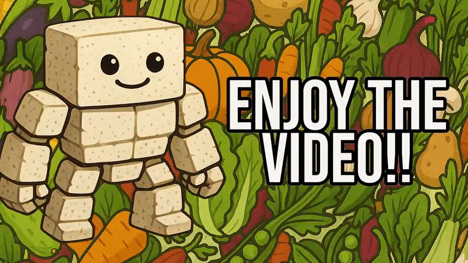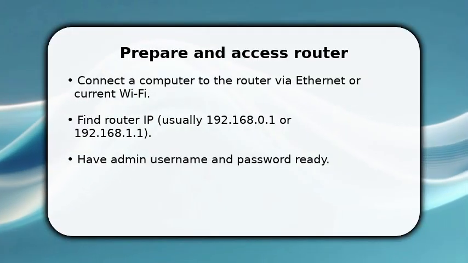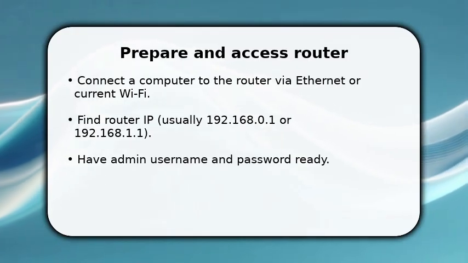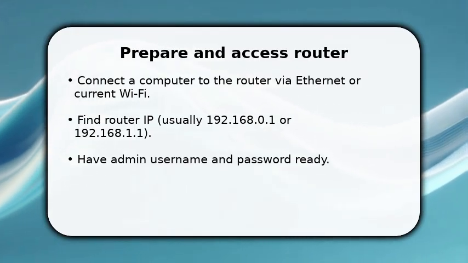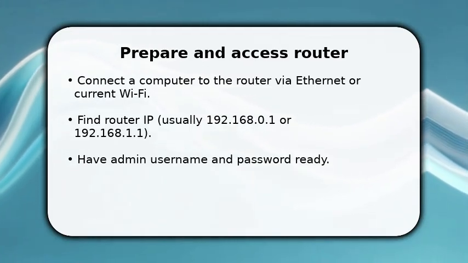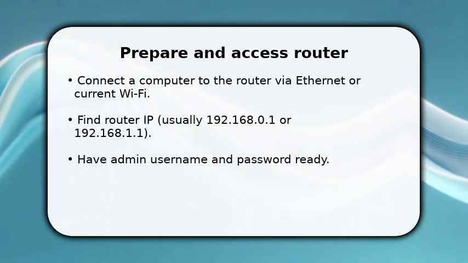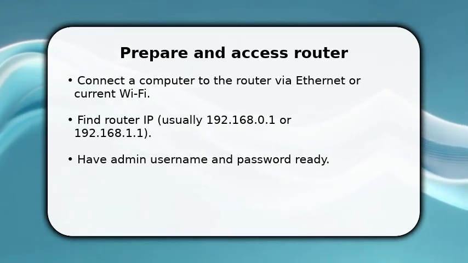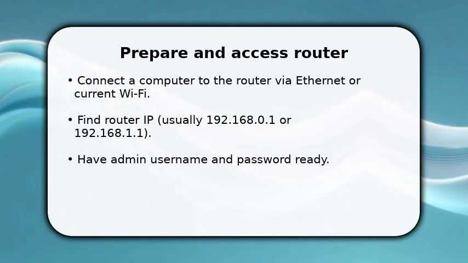Please enjoy the video. You start by getting direct access to the TP-Link interface. Connect your PC by cable or the existing Wi-Fi so settings don't drop during changes, then open a browser and enter the router IP. Log in with admin credentials. If you don't know them, check the label on the router or use defaults.